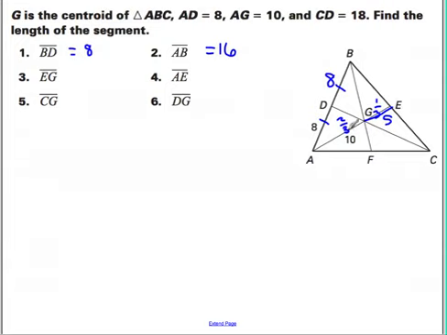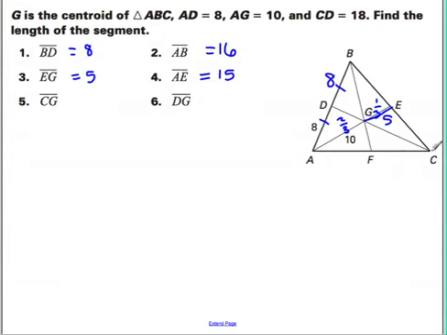So the entire thing is 15. This represents 1/3 of it. This represents 2/3 of it. In other words, this guy right here is half of this guy right here. Okay? So EG is just going to be 5. AE, same concept here. AE is going to be the entire thing. That'll be 15.